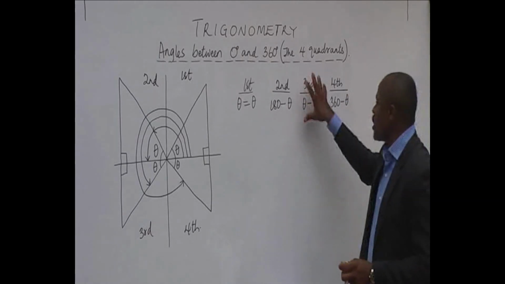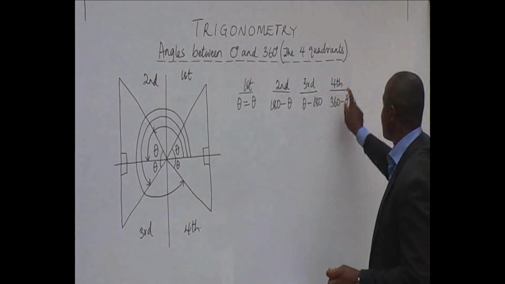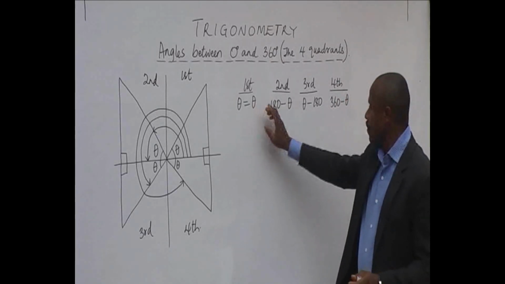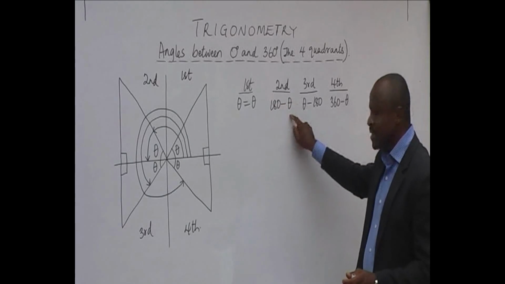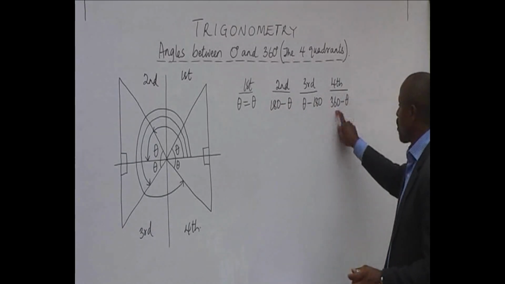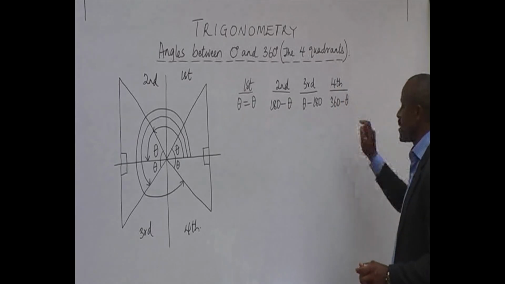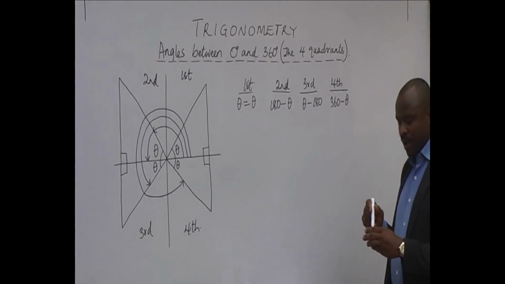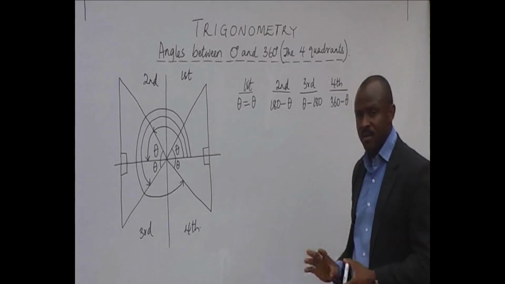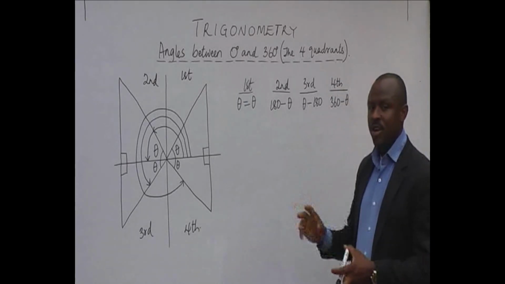So you are also going to memorize these laws. First quadrant, theta is theta. Second quadrant, 180 minus theta. Third quadrant, theta minus 180. Fourth quadrant, 360 minus theta. They are going to be very, very applicable when we go into solving problems in our trigonometry.